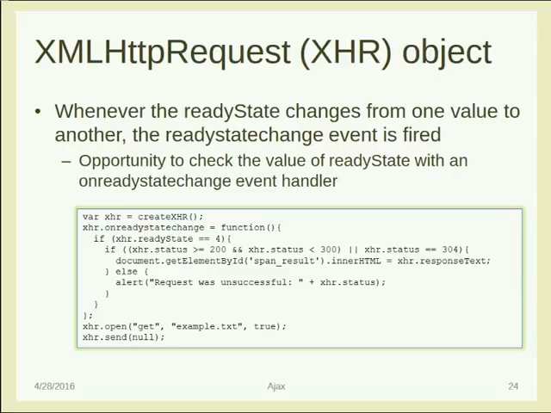So all the asynchronous behavior always follows this pattern. By the way, it's a bit strange, but you get used to it, that open and send are after this code. Just remember, I'm creating an object, I'm registering an event handler to this object, and later I send a request. Then I forget about that object, but that object has already my function attached to it. And whenever on that object the state changes, my code here, my anonymous function, is called.